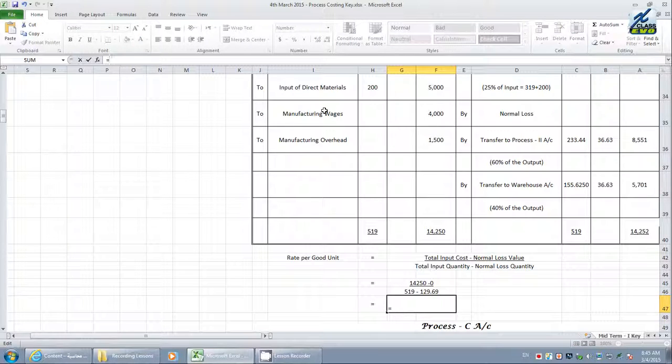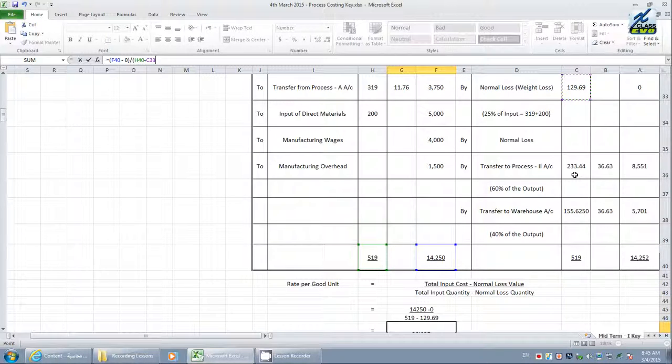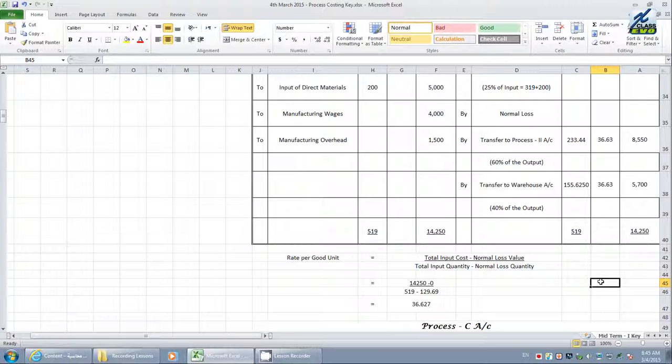Let's take, that is nothing but open braces, total input value minus 0, divided by, again brackets open, total input quantity minus normal loss. Where is the normal loss? Normal loss quantity. After you take it, you will be getting the same answer. Yeah, this is the answer. It is to be taken into consideration.